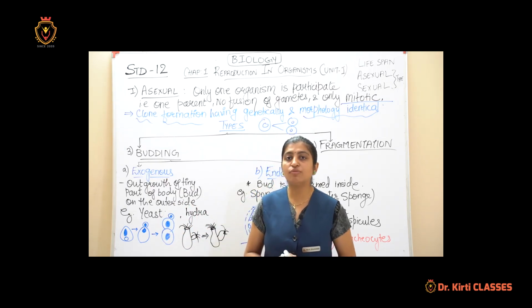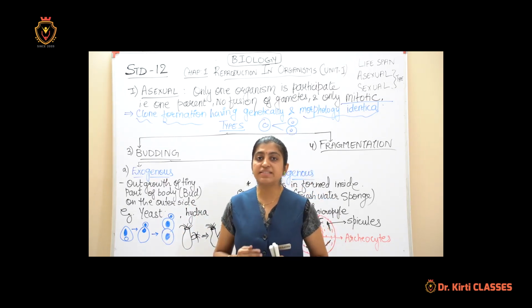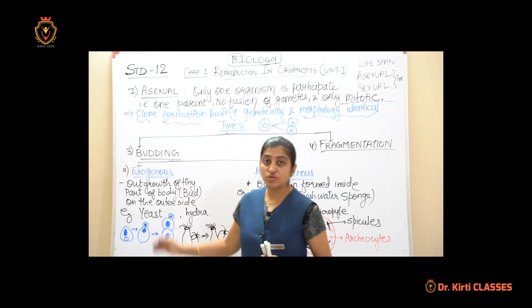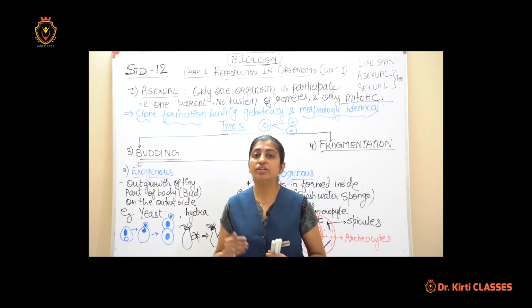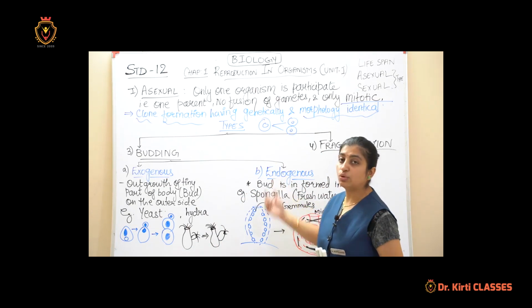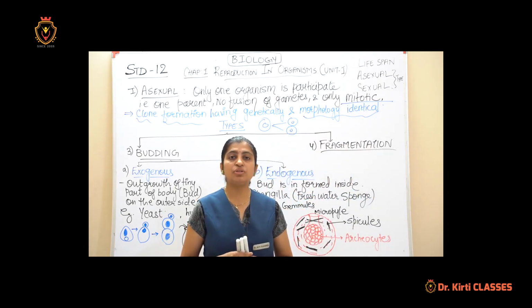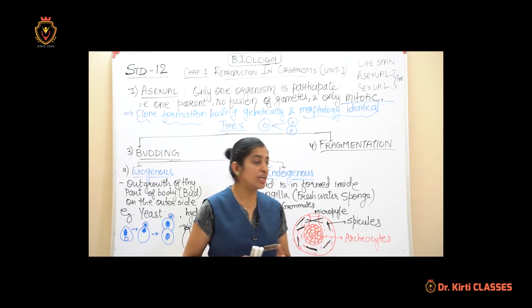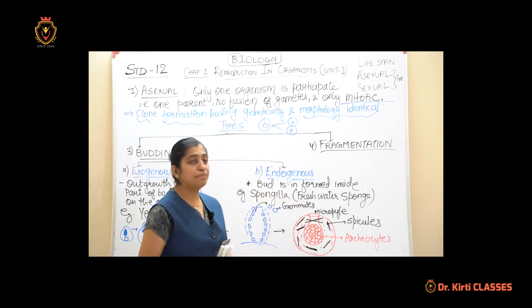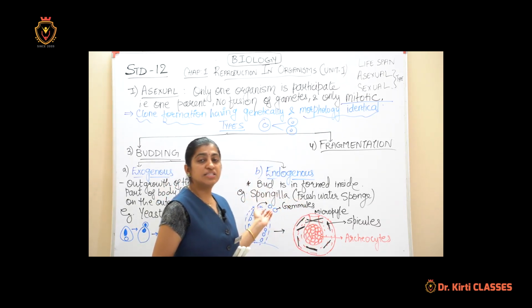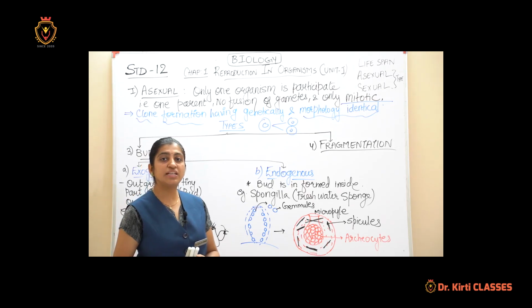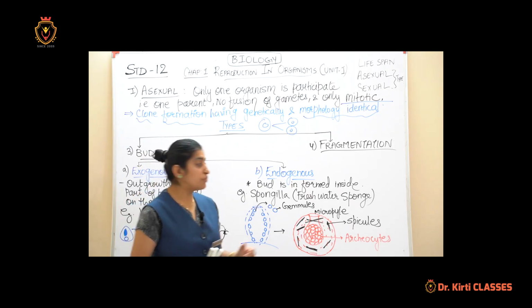That is the exogenous type. Next type is endogenous. The word endo means inside the body. The best example to understand this endogenous budding, we will take straight away, that is Spongilla, right. For example Spongilla, in the structure of Spongilla, a type of freshwater sponge.